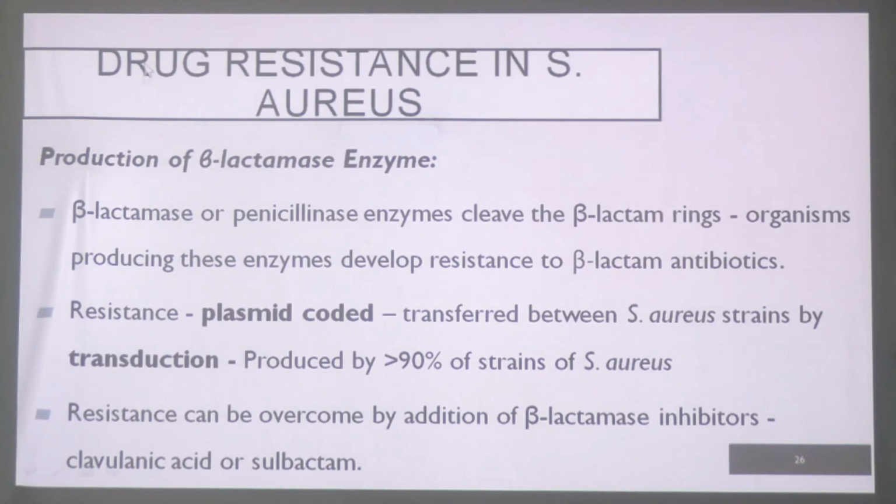Then there is drug resistance. We are talking about MSSA, MRSA. We can see drug resistance in Staph aureus. How does this happen? Production of beta-lactamase enzyme. What do you mean by beta-lactamase enzyme? You know beta-lactams? This enzyme is produced by the bacterium which renders these antibiotics useless. So whenever there is this enzyme produced by the bacterium, how is it transferred between Staphylococcus aureus strains? Through transduction. What do you mean by transduction?